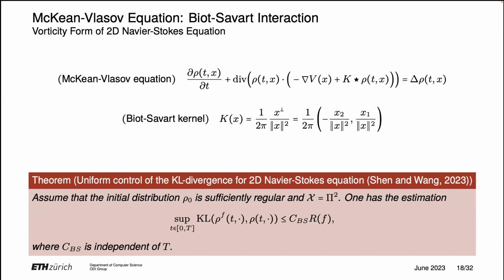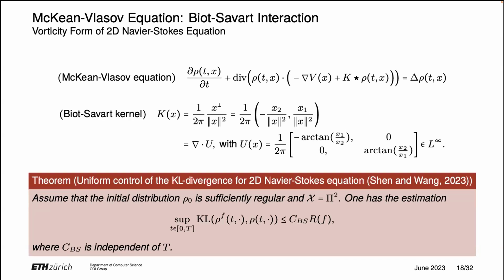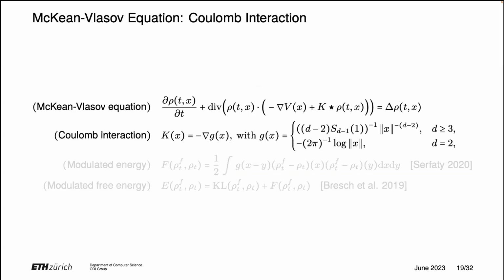The reason why we are able to achieve this nice result is because K, the Biot-Savart kernel, is divergence free, and it can be written as the divergence of some matrix field. And importantly, this matrix field is bounded, which allows us to obtain such a nice result. But I will not discuss the details of this result.